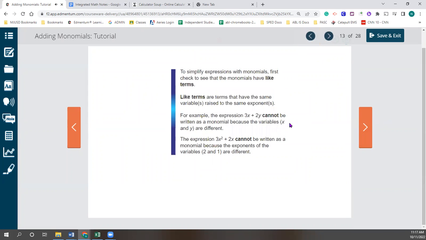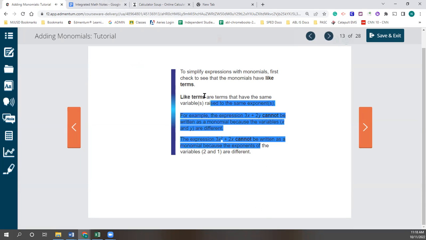All right. To simplify expressions with monomials, first check to see that the monomials have like terms. Like terms are terms that have the same variables raised to the same exponents. For example, the expression 3x plus 2y cannot be written as a monomial because the variables x and y are different. The expression 3x squared plus 2x cannot be written as a monomial because the exponents of the variables, 2 and 1, are different.